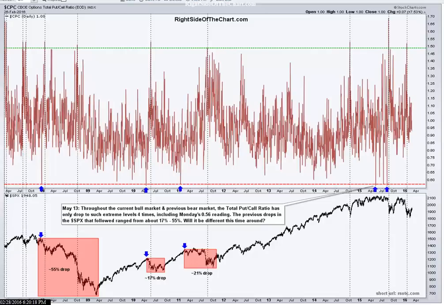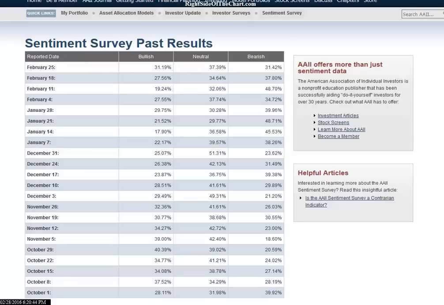And again, this is a sentiment measure. Everybody's buying puts. They're bearish. And that's what happens when you get up to this line. Not everybody, but the majority. There's the ratio. Okay, and finally we'll wrap it up with this one.